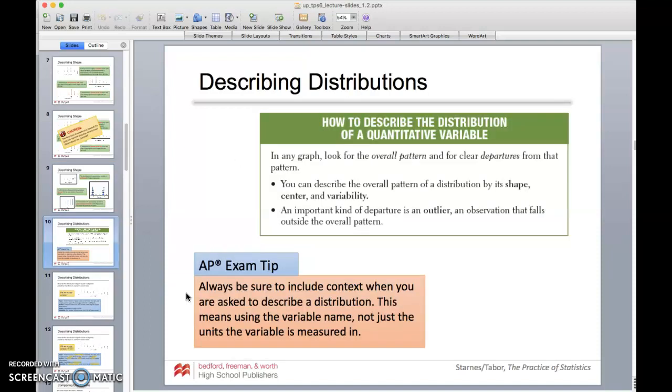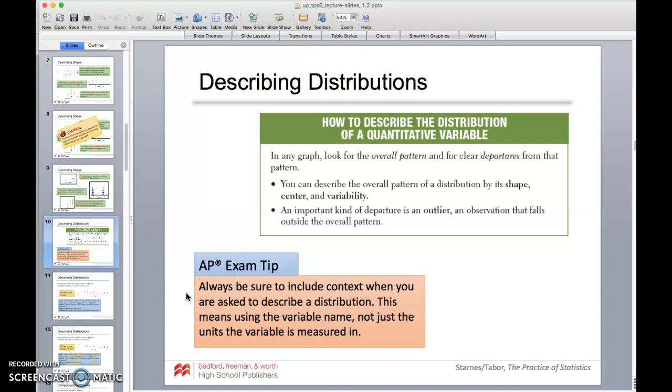All right, so how do you describe it? In any graph, you want to look for an overall pattern and for clear departures from that pattern. You can describe the overall pattern by its shape, which we talked about, where the center is, and then the variability, which is from low to high, how far it's spread out. And then, of course, the departures, which we talked about: outliers. If there's one that's not fitting in with the rest of the data, we say that's an outlier.